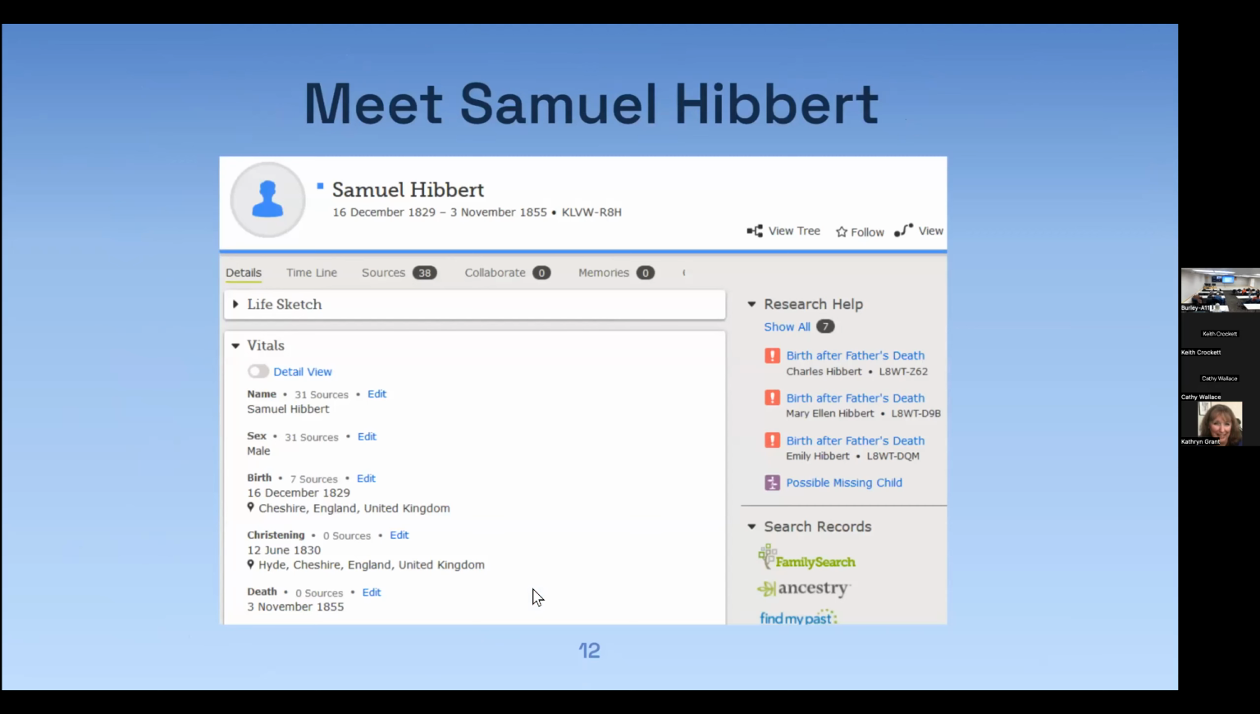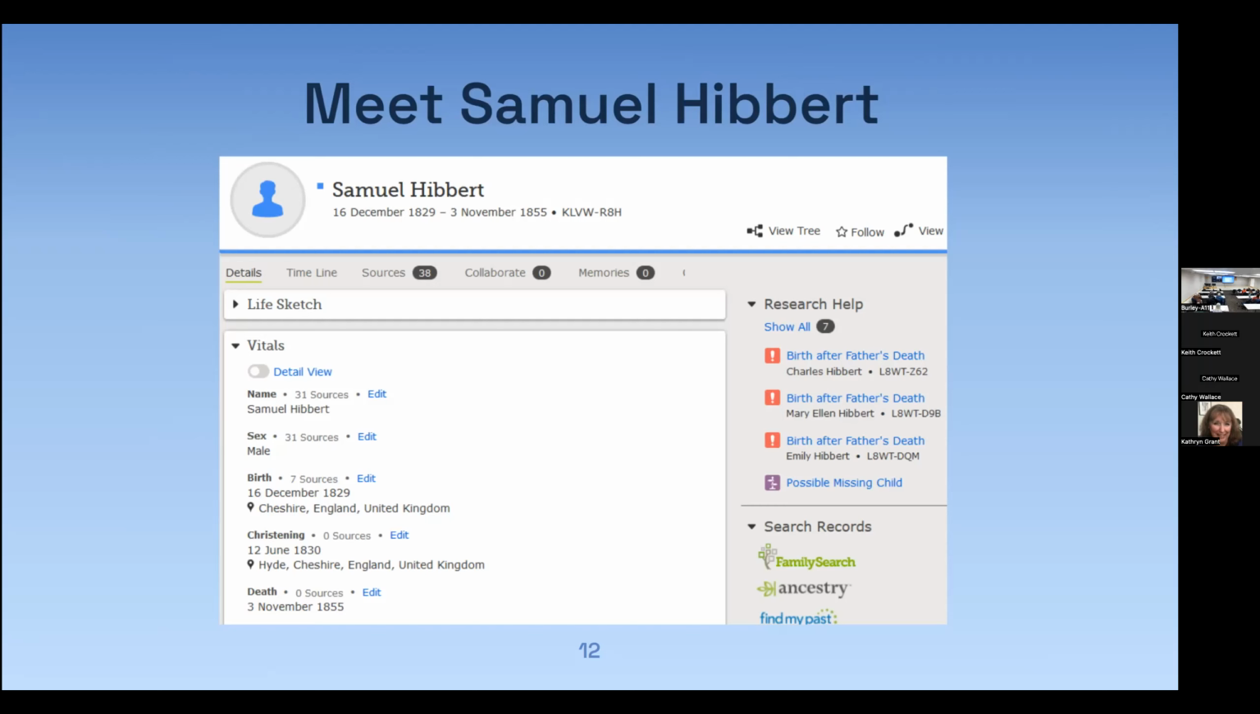I'd like to introduce you to my buddy Samuel Hibbert. He is the poster child for bad merges in Family Tree. I've been trying for several years to clean him up, and people keep messing him up again. Someday I'm just going to have to block out a week or something and get him totally cleaned up and sourced and alert notes put on him and whatever.